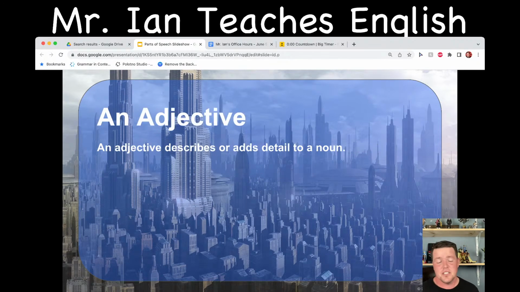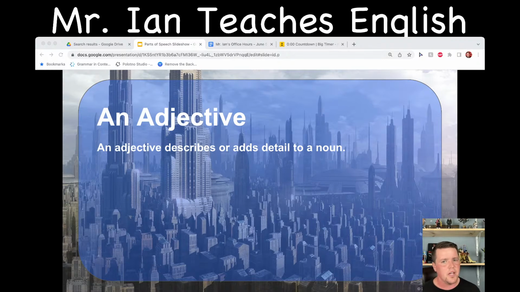Next one is an adjective. Now in English, we divide our descriptive words into 2. Adjectives describe or add detail to a noun. All right, so if you have a noun and you want to describe it in any way or modify it, you use an adjective to do that. Now be careful, because some adjectives look like other parts of speech and are even spelled the same or even pronounced the same. But adjectives always do the job of describing, and they describe a noun.